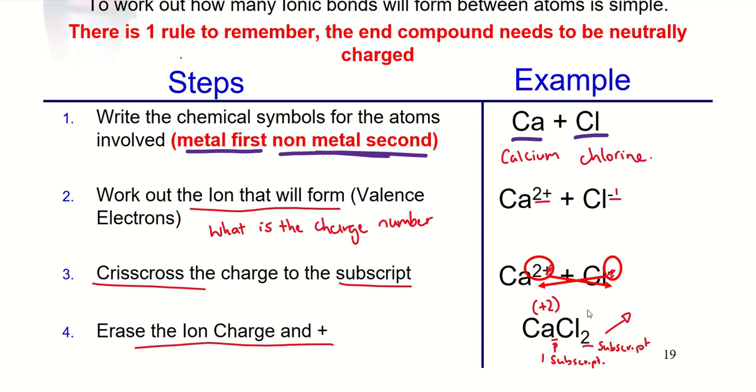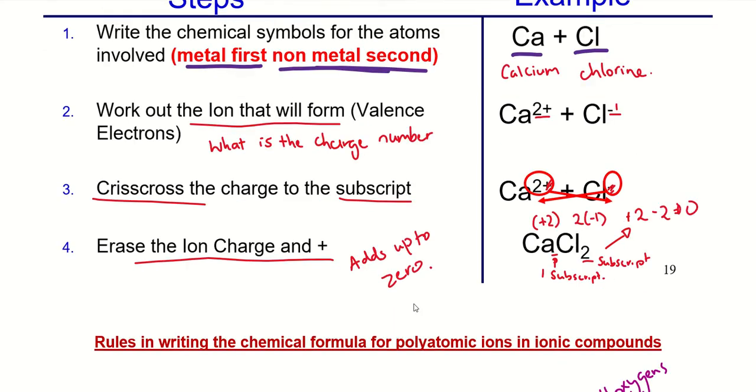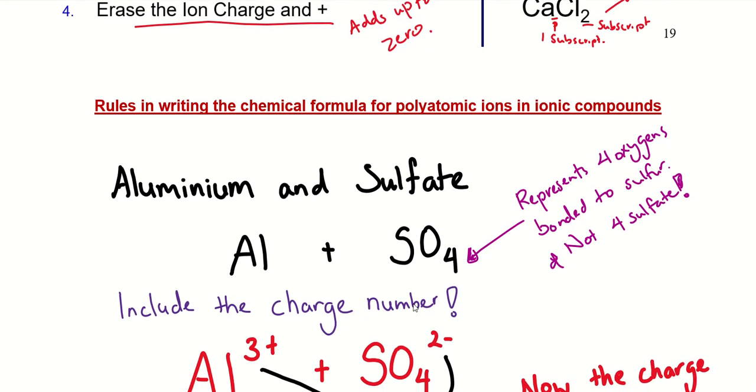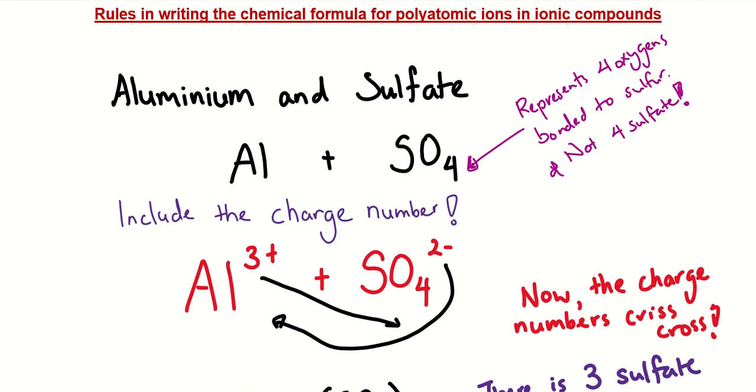What you should find is this should add up to 0 overall, so we have calcium of plus 2 charge, we have 2 chlorines of minus 1 charge. So you can think of it as positive 2 minus 2 equals 0. So it should add up to 0 at the end. Okay.